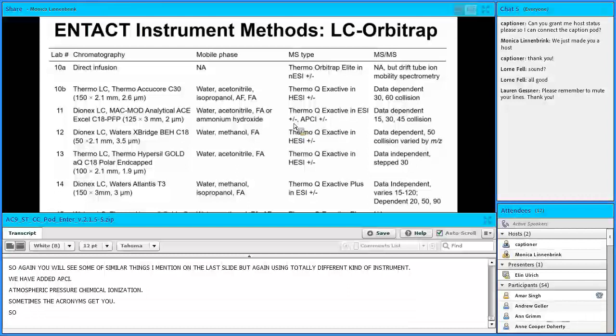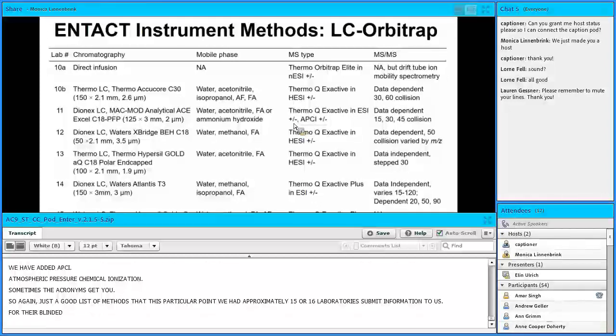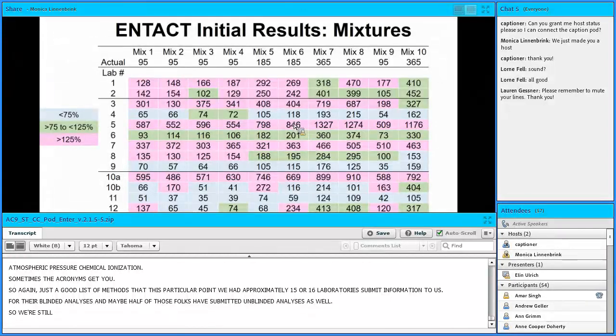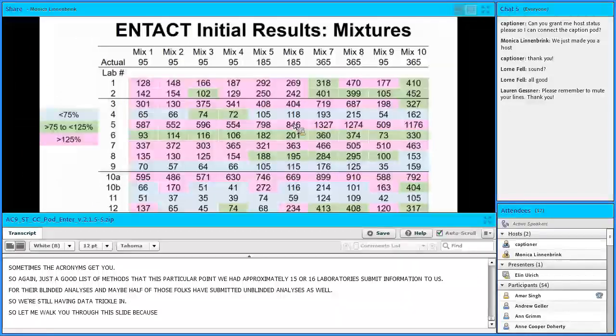At this particular point, we've had approximately 15 or 16 laboratories submit information to us for their blinded analyses, and maybe about half of those folks have submitted their unblinded analyses as well. So we're still having data trickle in. So let me walk you through this slide because it has a whole heck of a lot of numbers on it, but quite frankly, the colors are probably more important.